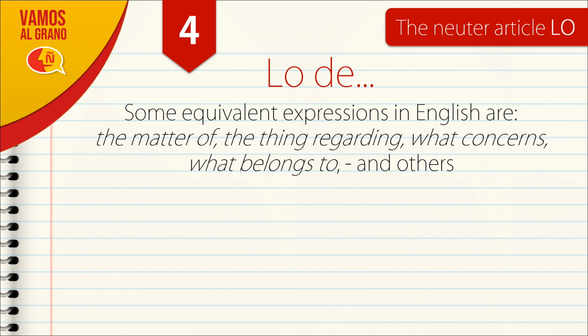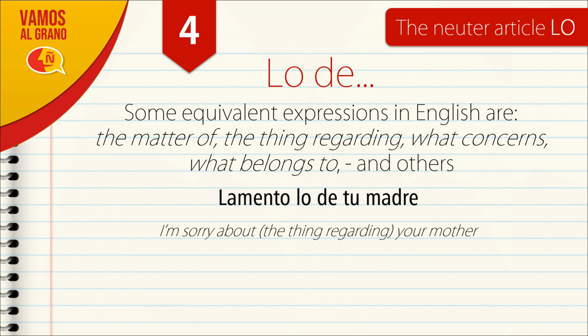Take a look at these examples. Lamento lo de tu madre. I'm sorry about your mother. So in this case, you are saying, I am so sorry about the thing that happened to your mother. In Spanish, we don't really need to specify because we infer that something happened to your mother in this case.